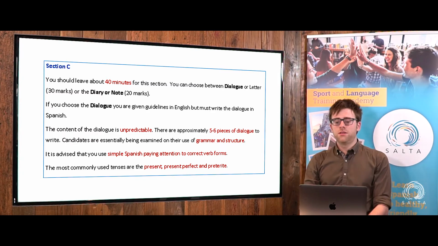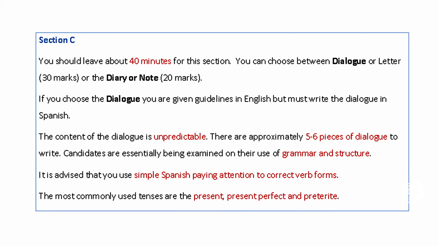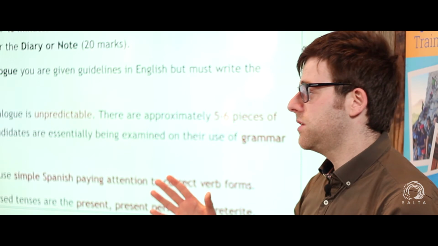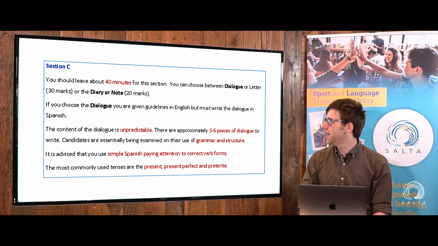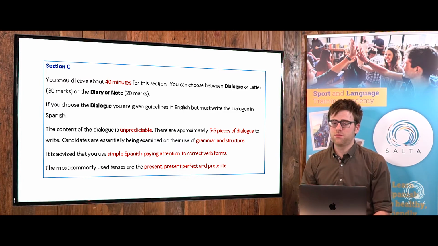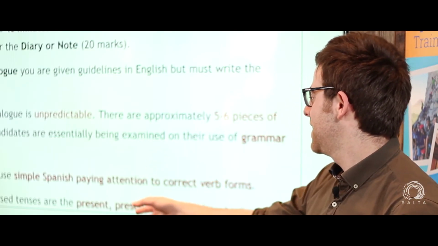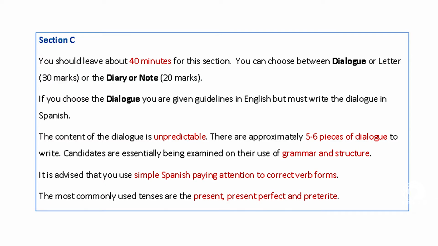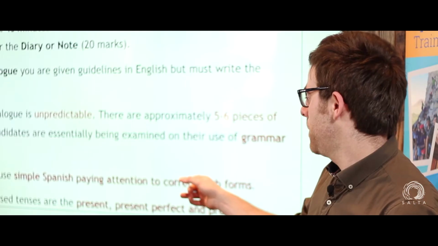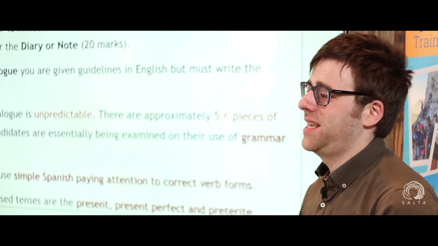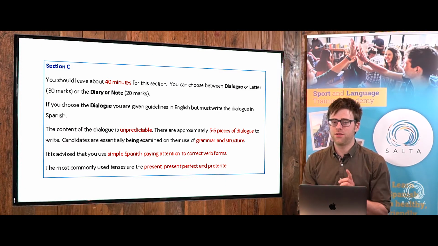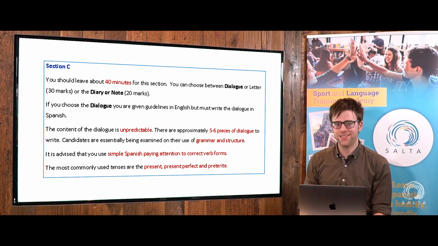Section C, dialogue, diary, the notes. Should be easy enough if you practice the model, the scheme. But the content of the dialogue, as you know, is unpredictable, okay? There are some things you can always expect from it, though, which is the tenses. The tenses are going to be mainly present perfect and pretérito indefinido, see? So pay attention to the correct verb form, very important. Very important that you nail those endings, see?